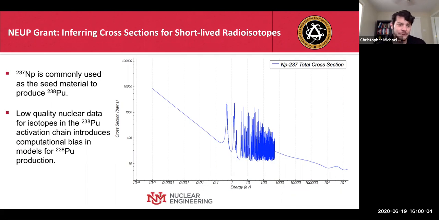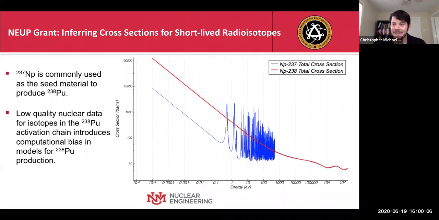Here are the cross-sections for neptunium-238. It's just a line, right? These are the NF70 cross-sections. The 7-1 cross-sections are better. They have like one resonance, but in general, the neptunium-238 cross-sections are really, really poorly known.